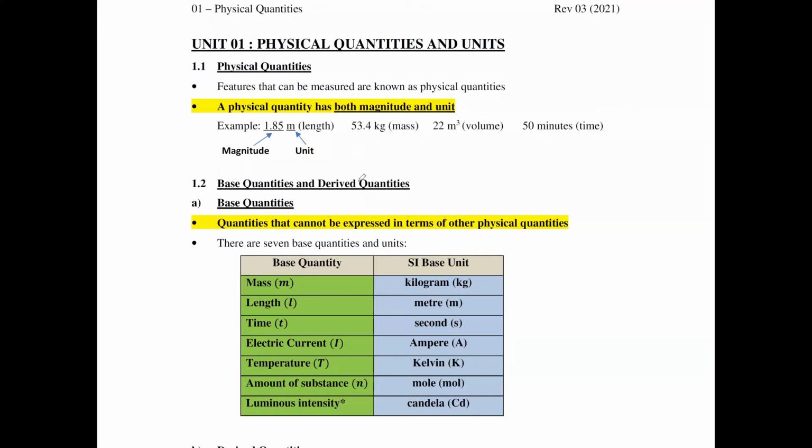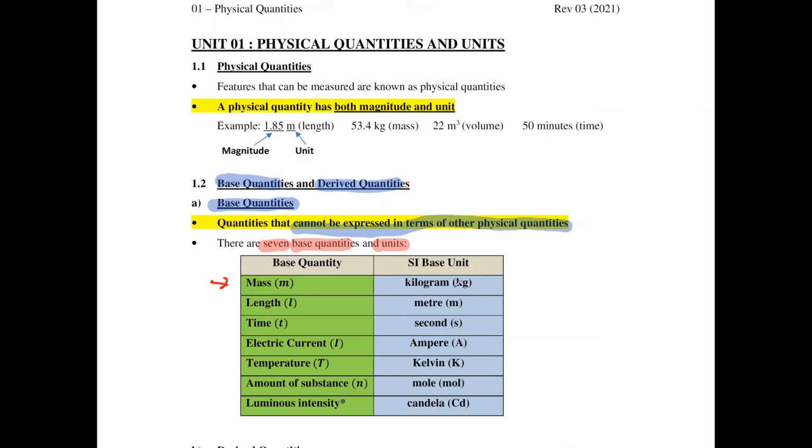There are two types of physical quantities, base quantities and derived quantities. Base quantities are the most basic quantities. They cannot be expressed in terms of other physical quantities. As part of your syllabus, you are required to remember 7 base quantities and their units. The table below lists the 7 base quantities.